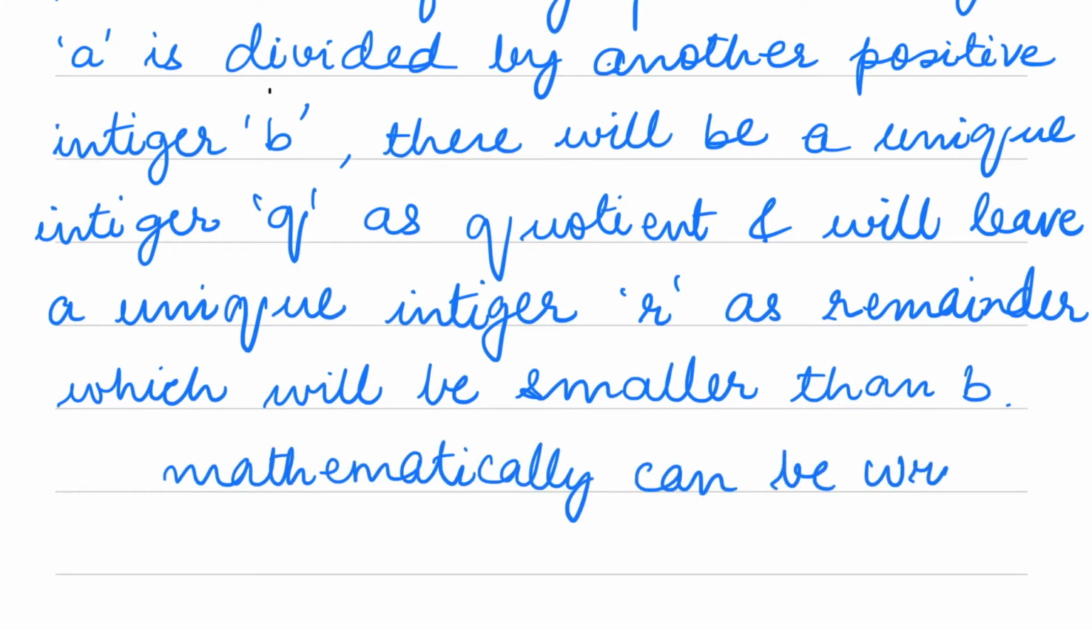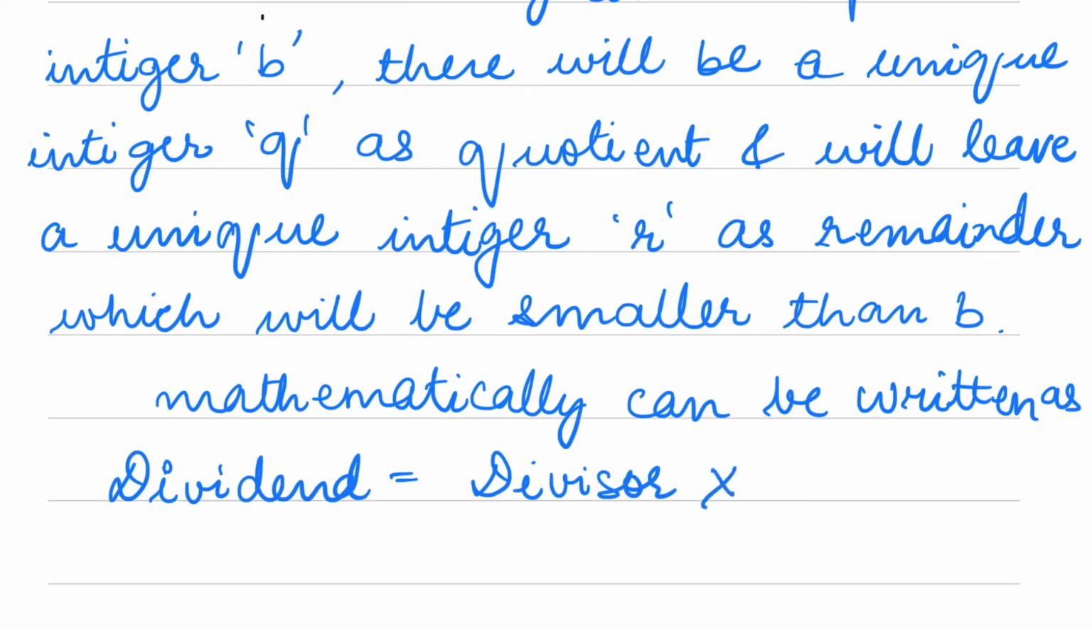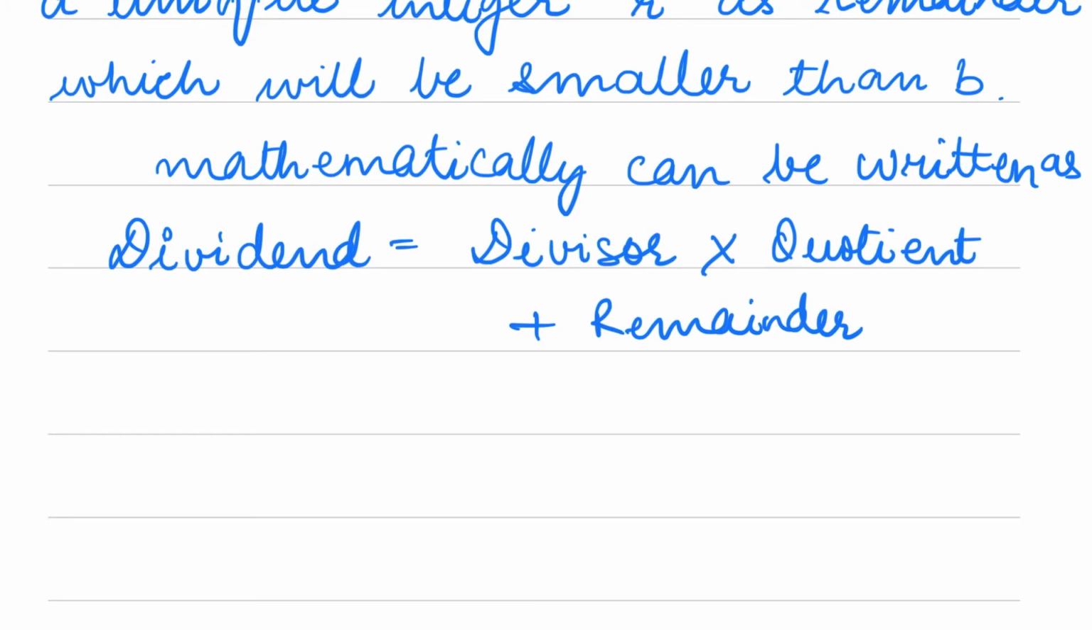mathematically it can be written as dividend is equal to divisor into quotient plus remainder. Let's see a few examples.